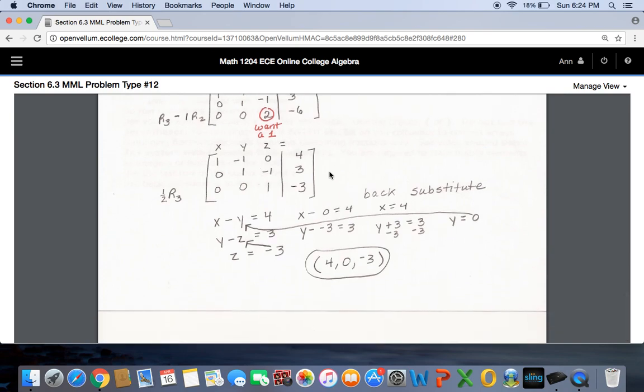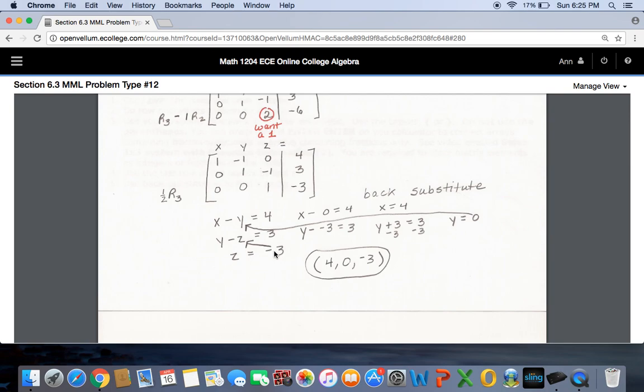So what we do is we convert each one of these rows to an equation. This would be x minus y plus 0z, so it's x minus y equals 4. This one is y minus z equals 3. This one is z equals -3. Now we're going to back substitute and state our answer as an ordered pair. The first thing we can do is put in -3 for z. It's x, y, z in alphabetical order. So let's put in -3 for z.